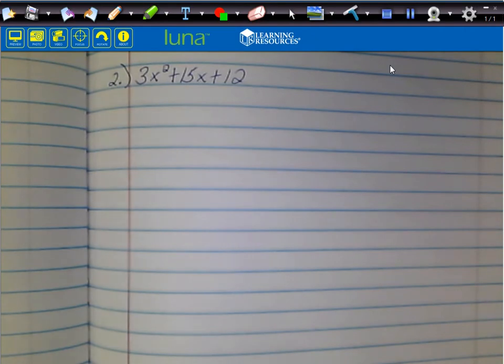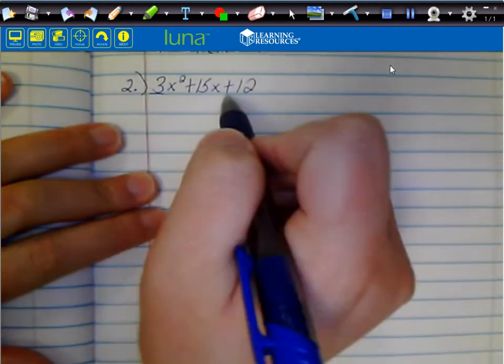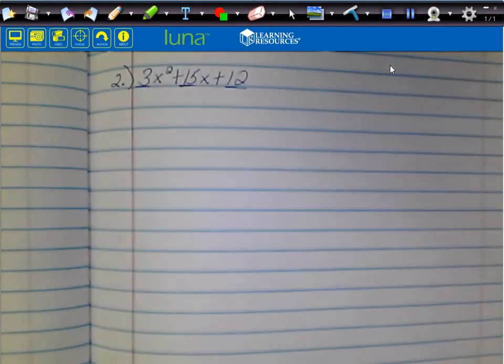Now, and I forgot to mention this on the first one, but the first thing we actually need to do here is look for a GCF of all three. Okay, so if there's a GCF first, we have to pull out that GCF. So if I'm looking here, I have a 3, a 15, and a 12.